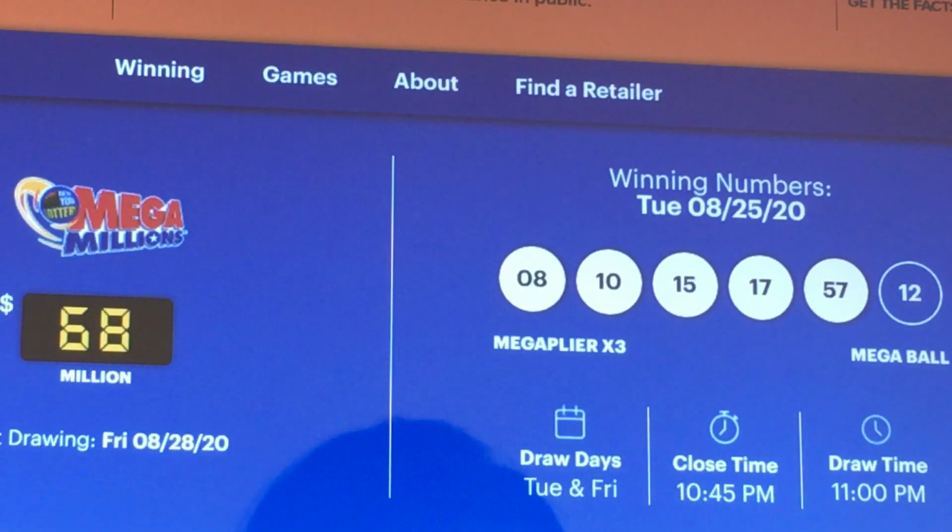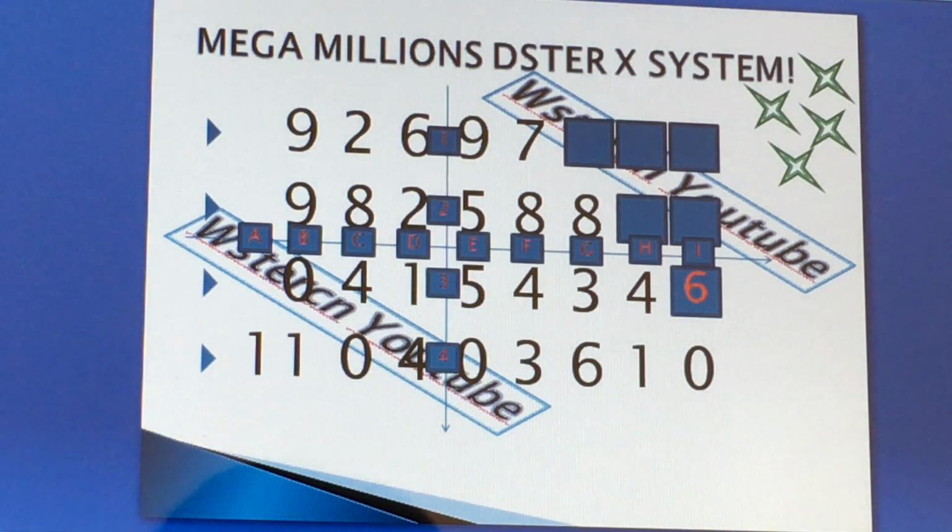So let's see where the grids are: 8, 10, 15, 17, 57, and 12. As you can see, 4 low numbers. And how many odd numbers are there? There are only 3 odd numbers and 2 even numbers on the white balls. Let's look at where the winning combination is.